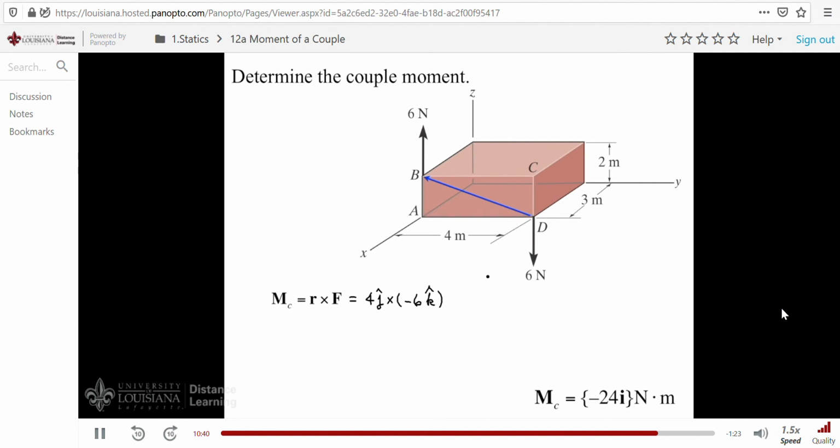If you don't like doing it like that, you can do it like this. You can take the moment of both couple forces about some arbitrary point, other than a point on the line of action of one of the forces. So here, to get the moment of the couple, you would simply say this r crossed with this F, plus this r crossed with this F. Add up all the components, and bingo, you get the same answer. But that's a lot of work.